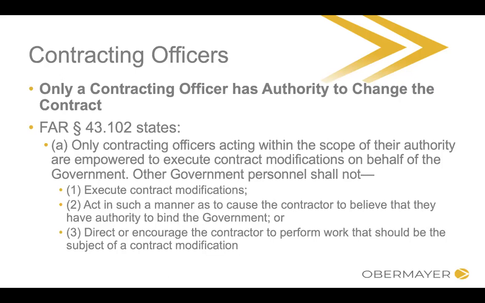So in other words, all of that stuff we talked about with constructive changes, the idea that we're going to assume that, even though they didn't put it in writing, even though they didn't call it a change, as long as you give them notice that you thought it was a change, if all of that happened, we're going to treat it like a change. What this is basically saying is, yeah, if it came from the contracting officer. If it came from everyone else, you can't assume that, because they didn't have the authority to change the contract in the first place.